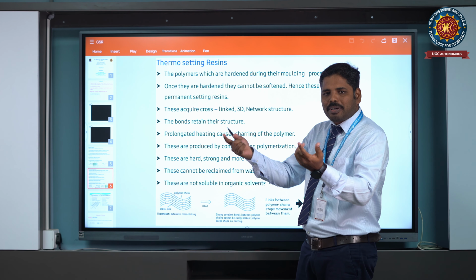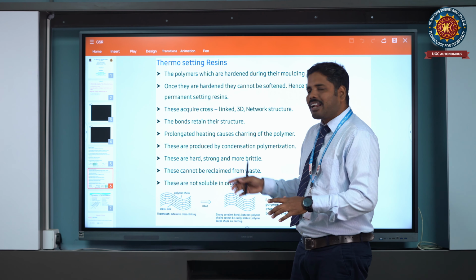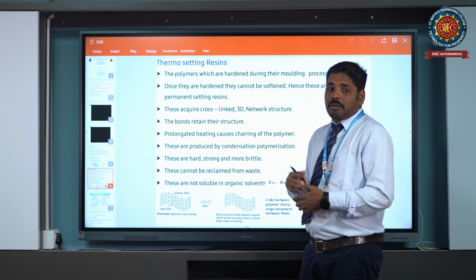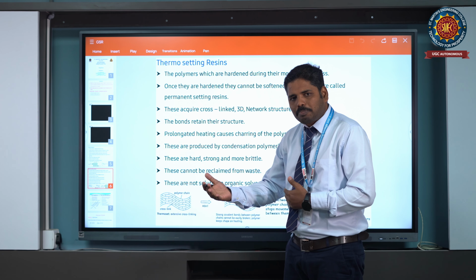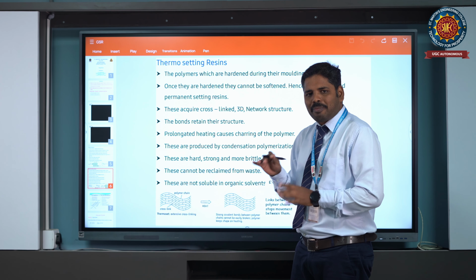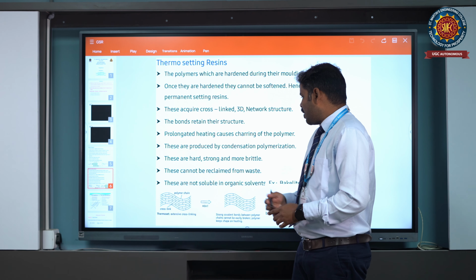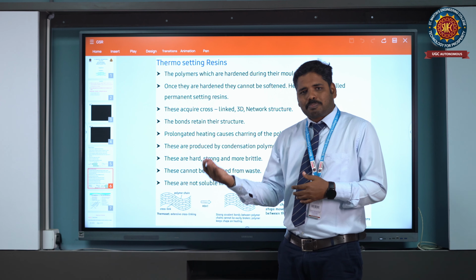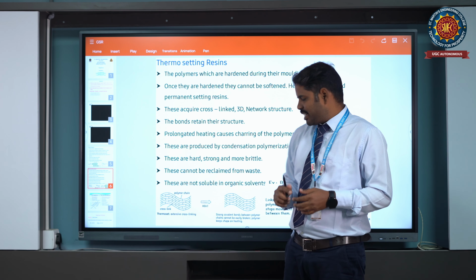Whereas thermoplastic polymers are soft and less brittle. Here, hard and more brittle. They cannot be reclaimed from waste, whereas thermoplastic polymers can be remolded from waste. Last one, they are not soluble in organic solvents, whereas thermoplastic polymers are soluble in organic solvents.